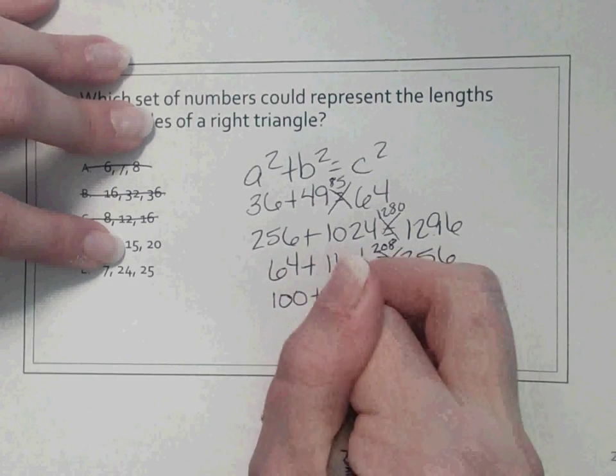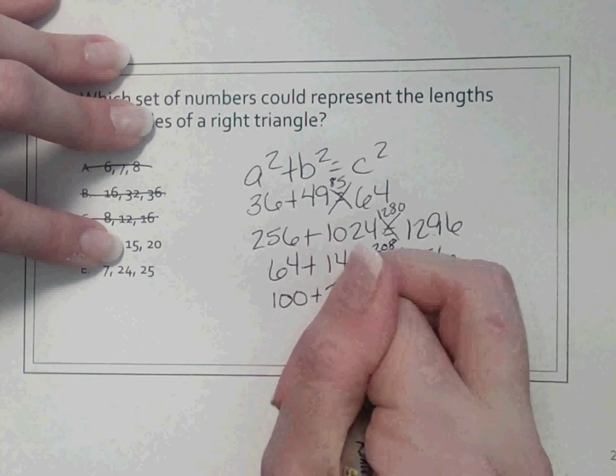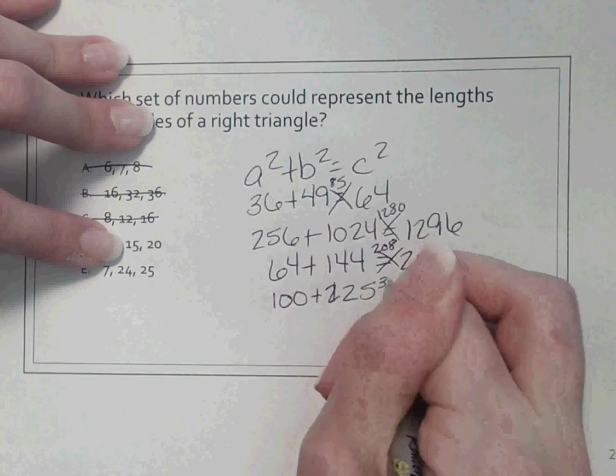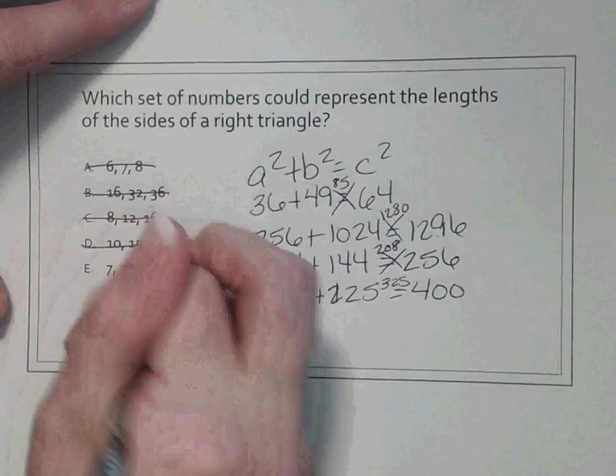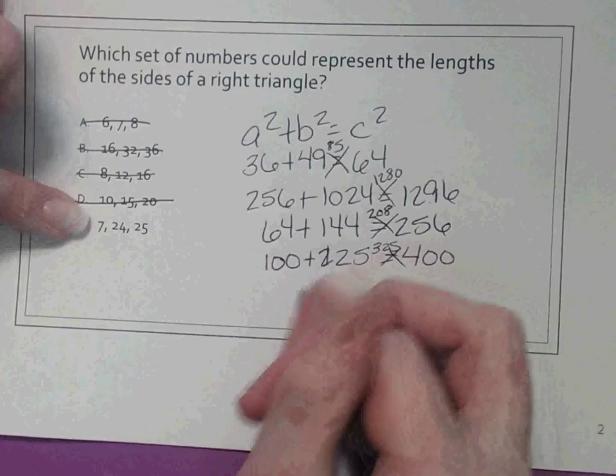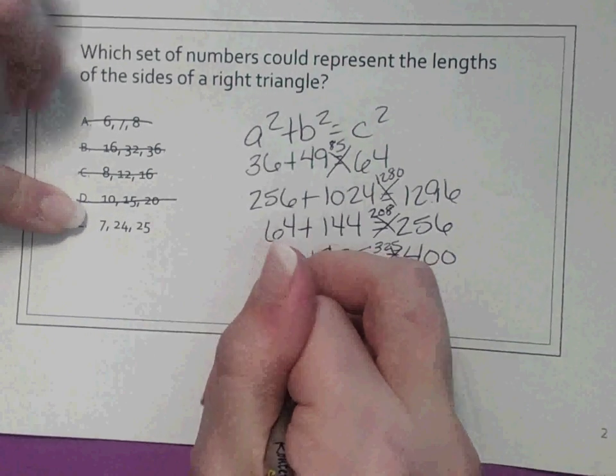10 squared is 100. 15 squared is 225. So when I add them together, I get 325. And 20 squared is 400. So that one doesn't work. So we're down to our last one.